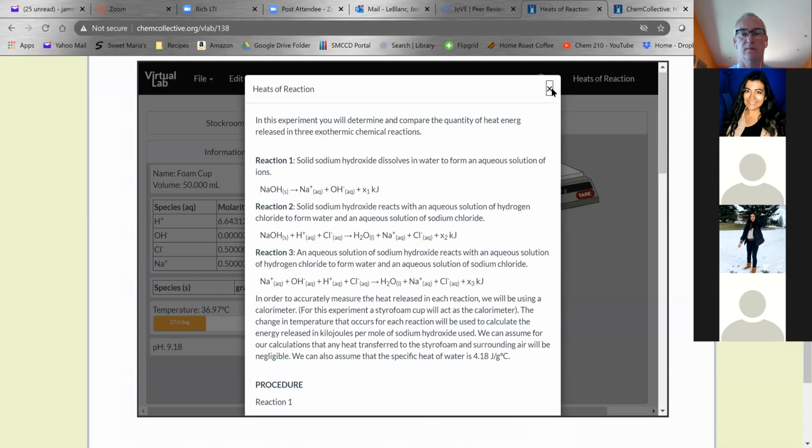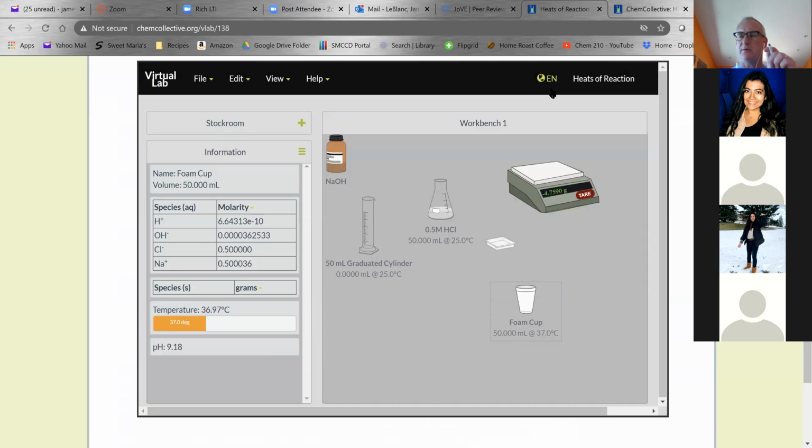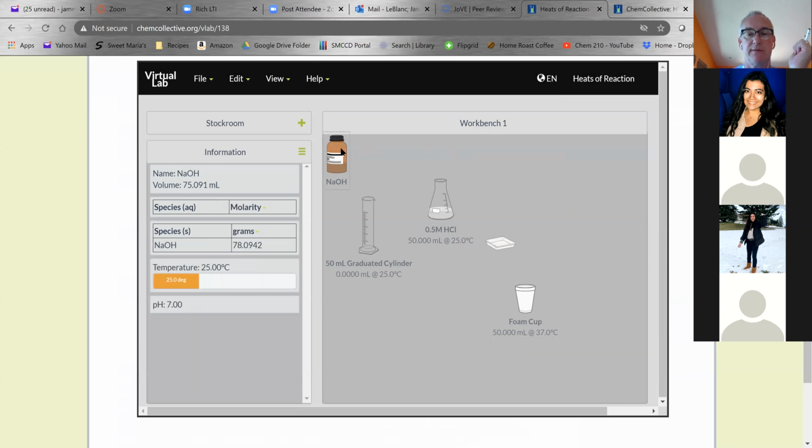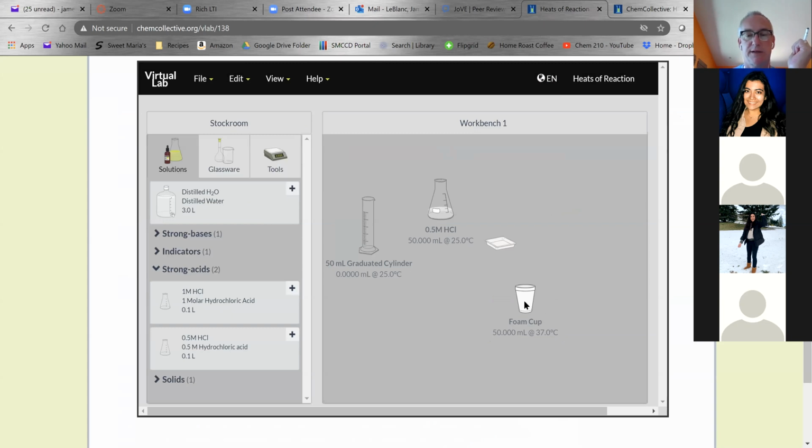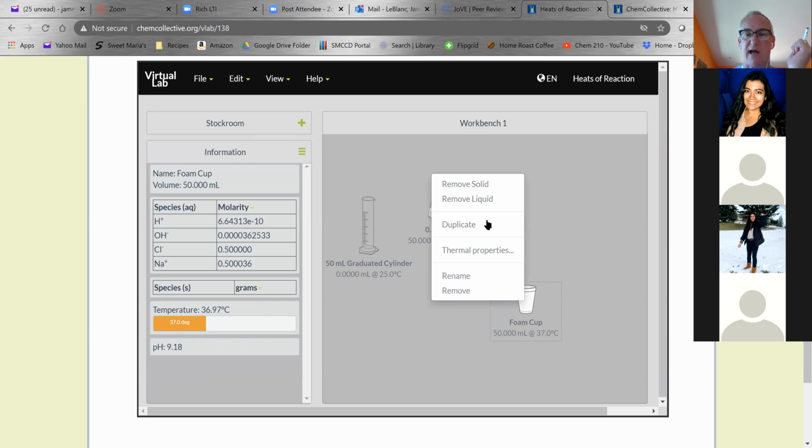Okay. So are we back to our reaction to the simulation? Is that what you're seeing? Yes. Good. All right. So now we can get rid of that. We're not going to use solid sodium hydroxide this time. Let's remove that. Let's get rid of our foam cup because it's hot.